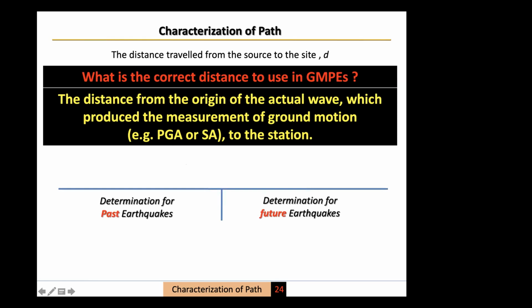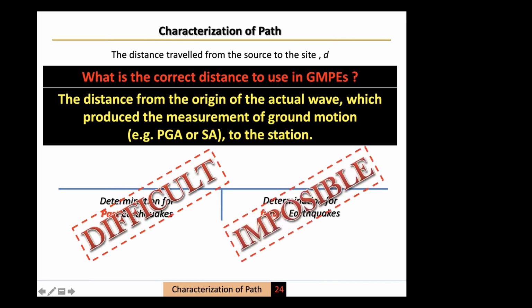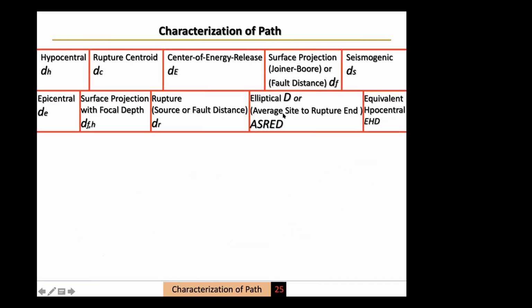If you just read this sentence again, it's not quite easy to determine such an accurate distance for past earthquakes, and for future earthquakes, it's impossible to measure this accurate distance. So we have different, as I already mentioned, different definitions of source to site distance. And here we will take a look at those different definitions briefly, and we will somehow consider their effect on our measurements later on.